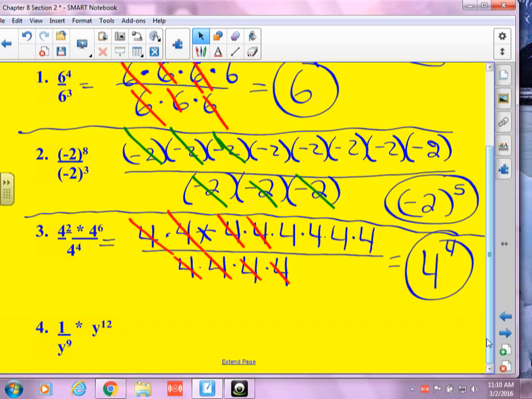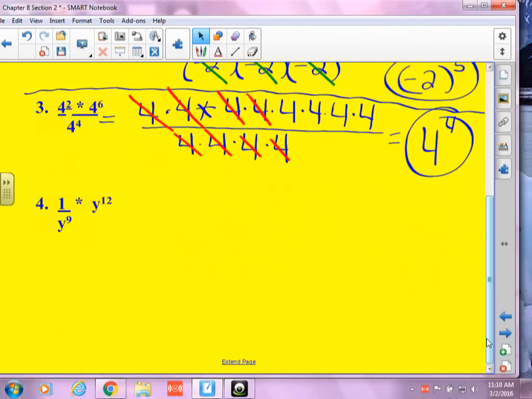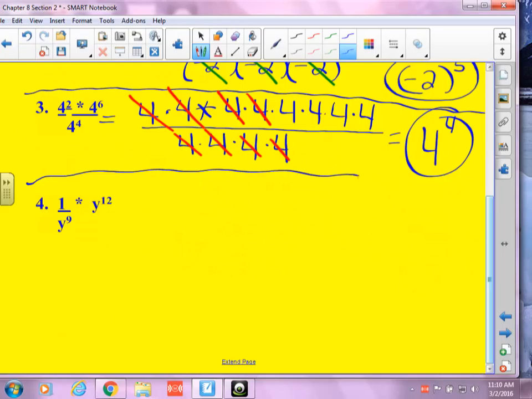Now, this last one is what students tend to struggle with, and that's why I do it. You'll notice in the numerator, I have a 1 above y to the 9th. Do you see that? Underneath this y to the 12th, I also have a 1. It's kind of like if I have the number 5, I can write it as 5 over 1. We did it with slope. So the 1, if I multiply it by y to the 12th, does it change it at all? It doesn't. It's kind of like an extra. So in the numerator, I only have 12 of these.